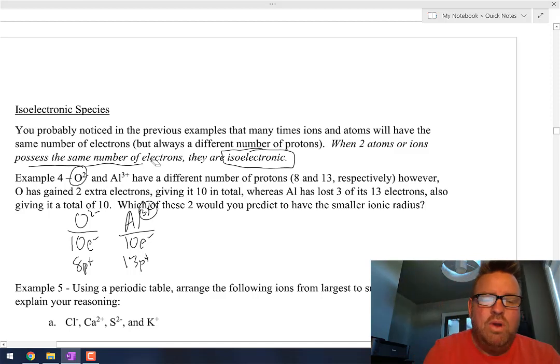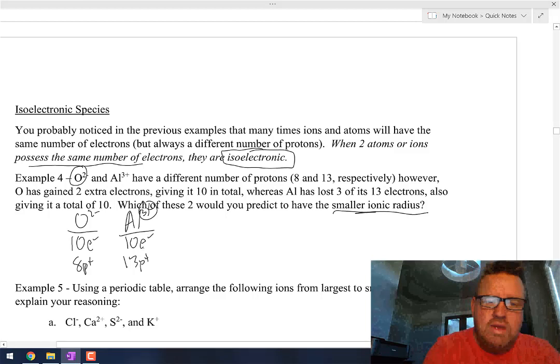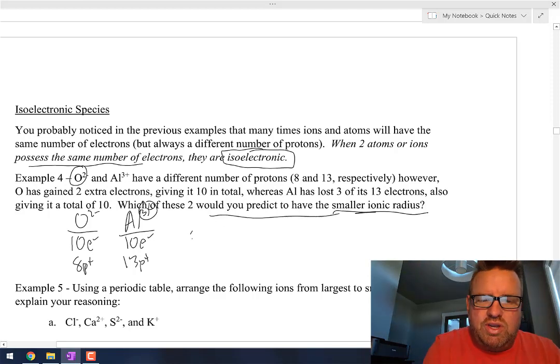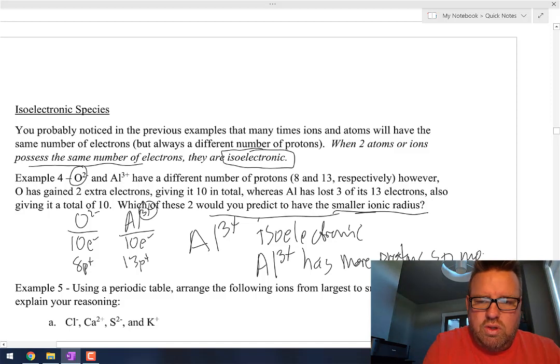Now, which of those two would you predict to have the smaller ionic radius? Which one's going to be smaller? Because they're isoelectronic, aluminum has more protons, way more attraction. Aluminum is way smaller than O2 minus. So which one would you predict to have the smaller ionic radius? Al3 plus, absolutely. Why? Because they're isoelectronic, or you can just say they have the same number of electrons, but Al3 plus has more protons, so more attraction to the nucleus.